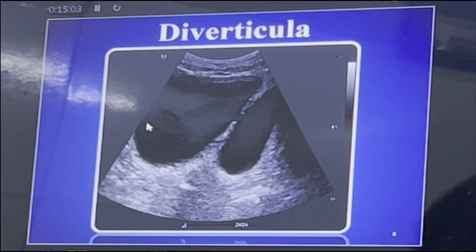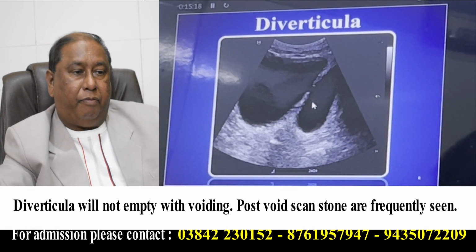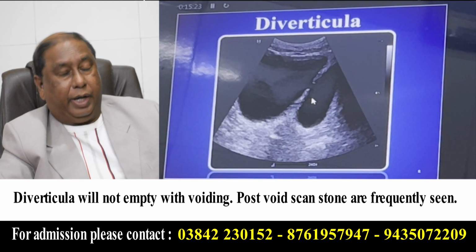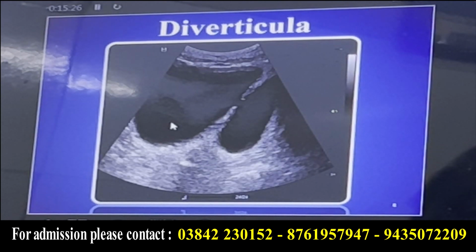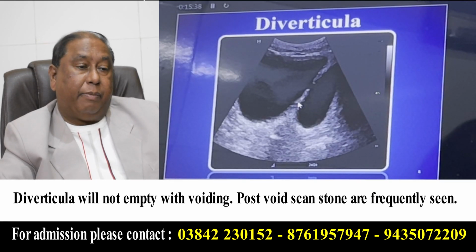Cystic structure with the communication with the bladder lumen. It is called diverticula. Diverticula will not be empty. It would be urine filled. When the patient will void, the bladder would be empty, but diverticula would not be empty. Diverticula will remain urine filled. By this you can do the diagnosis. So post-void scan you have to do.